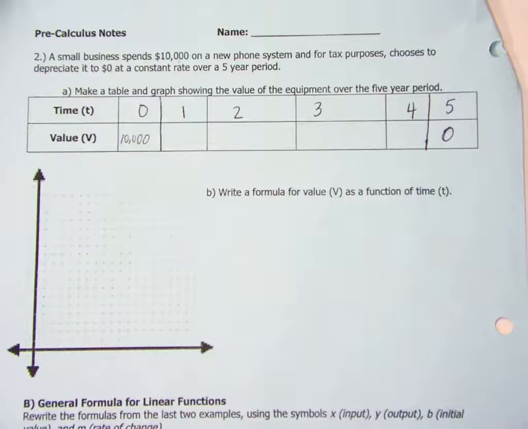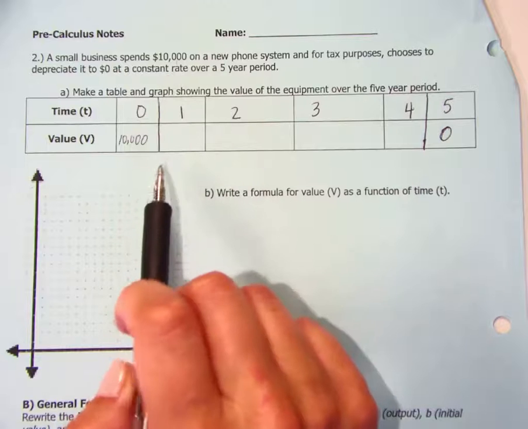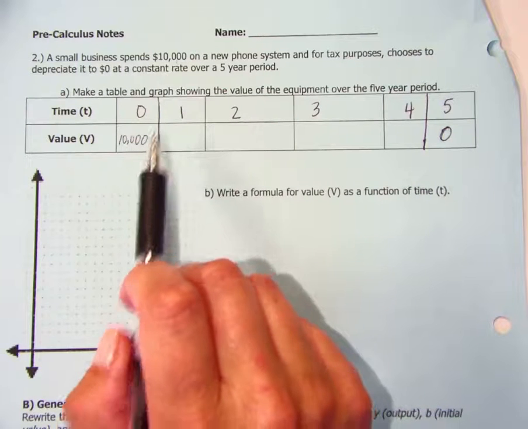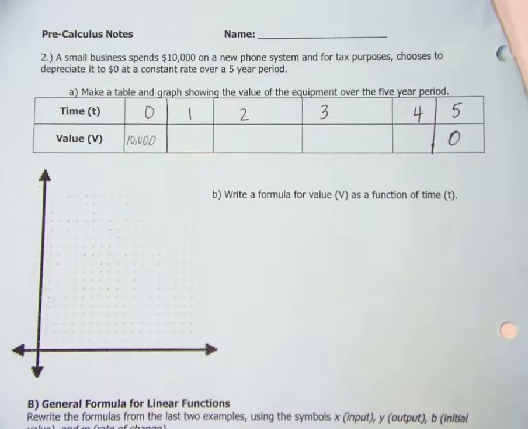What we have to figure out, which is not explicitly told, is how much it depreciates per year. Okay? Now we know it's depreciating at a constant rate. So with your table, take a couple of minutes to think about this and find those values for when T is 1, 2, 3, and 4. Go.